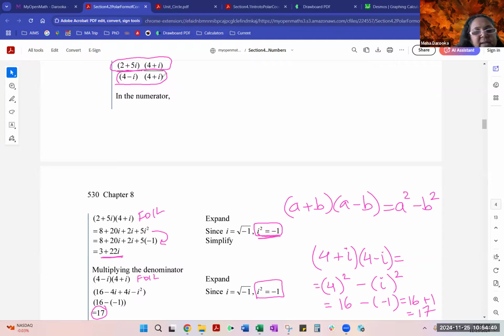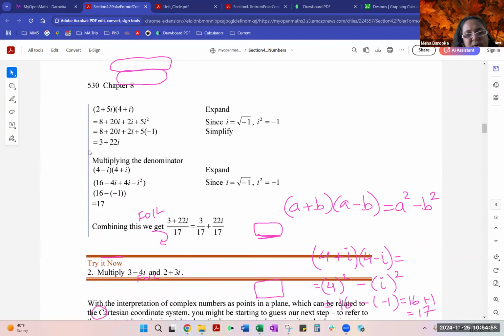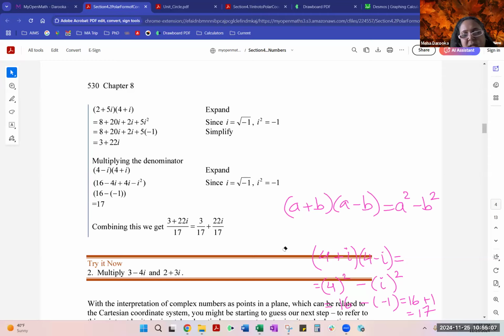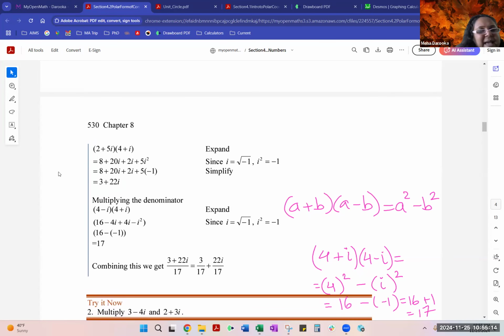And now we can go ahead and do just a basic simplification over here. And you will see now, and I know I cannot keep both of those pages anymore since I do need to show you this part here. So what's happening over here now, you have 3 plus 22i on the top and just 17 on the bottom, right?